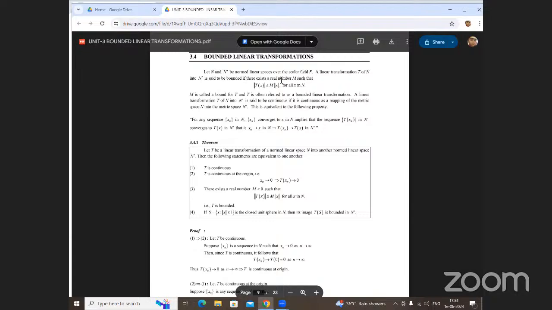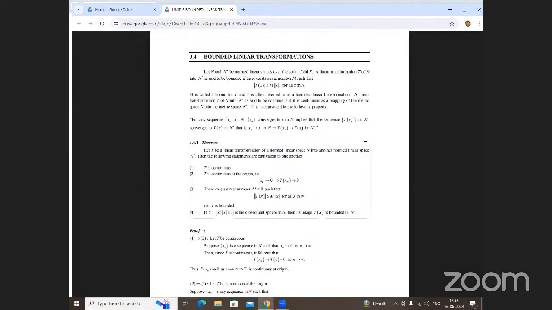Here, T is any linear map. Students, this entire theory must be present in your final examination. Direct questions are not there, because here this is the definition. Here N and N dash both are normal linear spaces over the same scalar field capital F. Now the linear map T varies from N to N dash. Any linear transformation is said to be bounded. What is the meaning of bounded? Now this is the basic definition for boundedness.